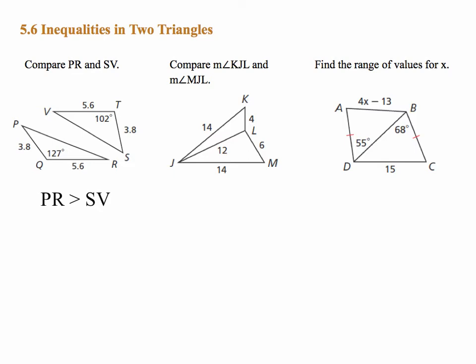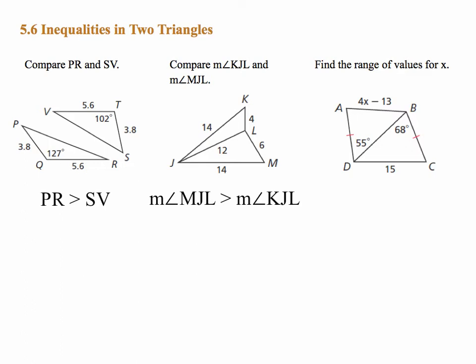Looking at the two middle triangles, we need to compare the two angles, angle KJL with angle MJL. Well, the opposite side to KJL is KL, which is 4. The opposite side to MJL is LM, which is 6. Now, since LM is the larger of the two sides, and since we have two sets of sides which are congruent, JK is congruent to JM, and JL is congruent to itself by the reflexive property, this means that angle MJL is larger or greater than angle KJL.